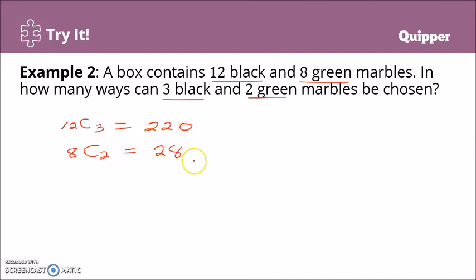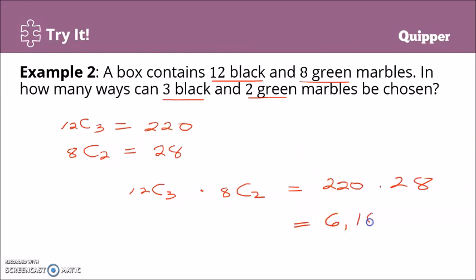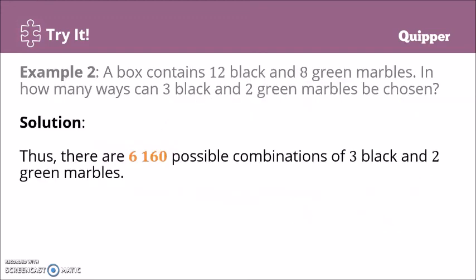And using the fundamental counting principle, so we have 12C3 times 8C2, that is 220 times 28. Okay, so that's 220 times 28, that is equal to 6,160. So, meaning, there are 6,160 ways to choose 3 black and 2 green marbles.